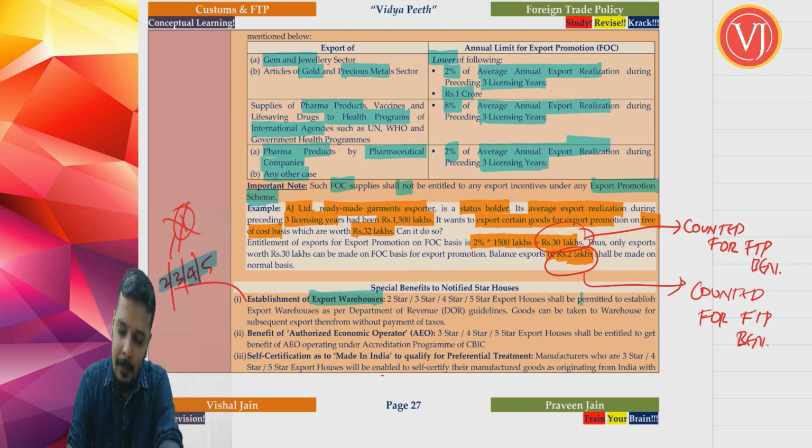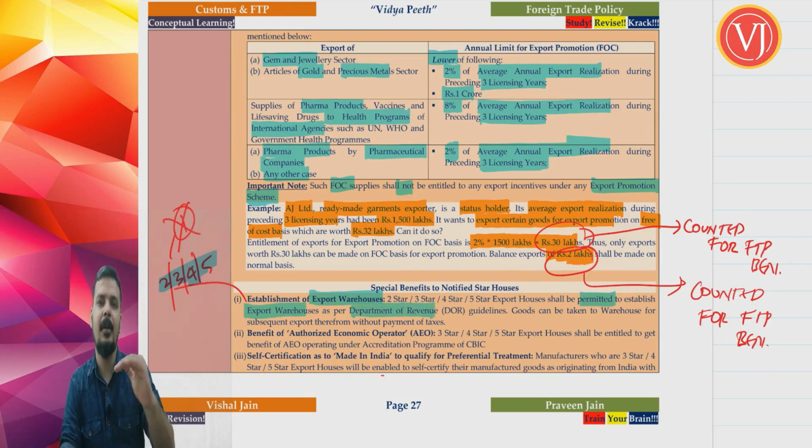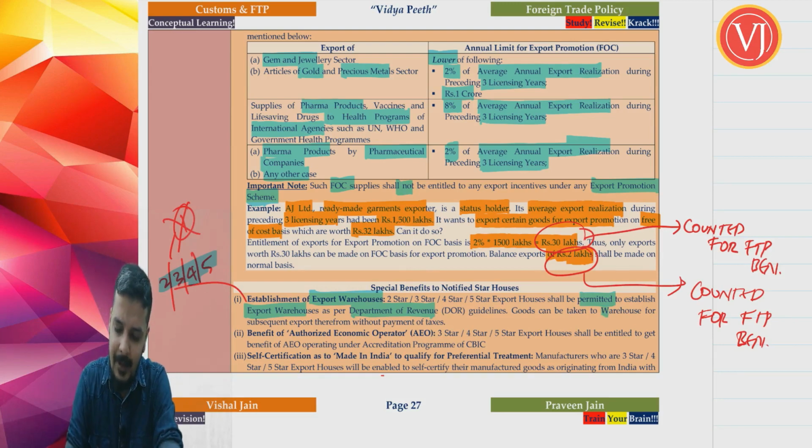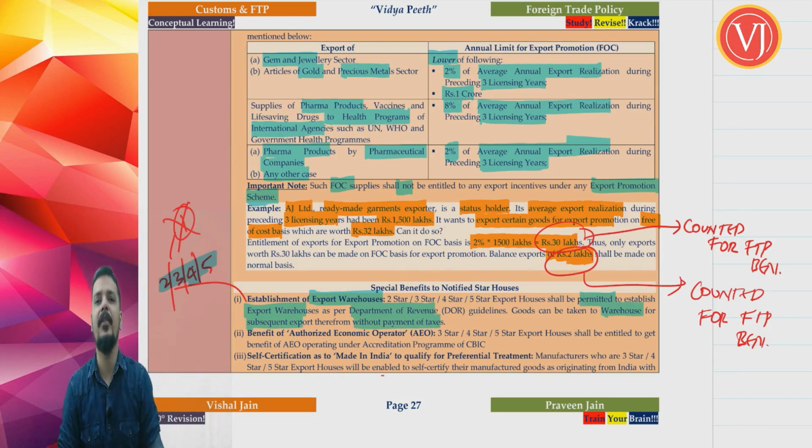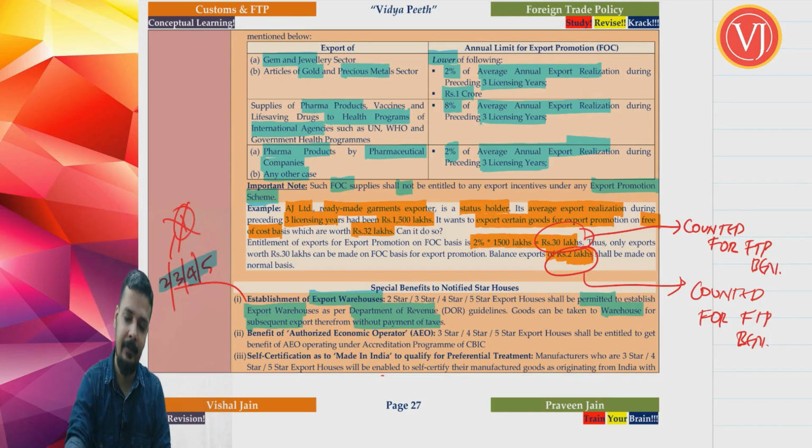Right. You are permitted to establish an export warehouse as per your customs law. That is Department of Revenue, Ministry of Finance, means your customs law. And goods can be taken to the warehouse for subsequent exports from there without payment of taxes. So we have discussed that benefit earlier when we discussed import policies and export policies. Right. So a private bonded warehouse can be opened only by 2 star, 3 star, 4 star, 5 star category. Not possible by 1 star category.